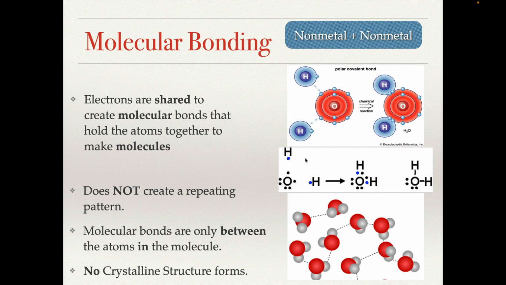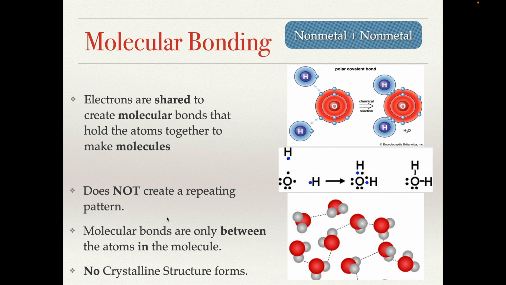Here's how you can see it in the dot structure. So in this case, the hydrogen is sharing and sharing. You see how the oxygen has 8 around it, and both hydrogens have 2 around it. Now, instead of putting dots for those shared bonds, usually we draw those as a single line like this. So you'll see that line to represent that instead. This does not create a repeating pattern, and without a repeating pattern, we don't get a crystal structure.